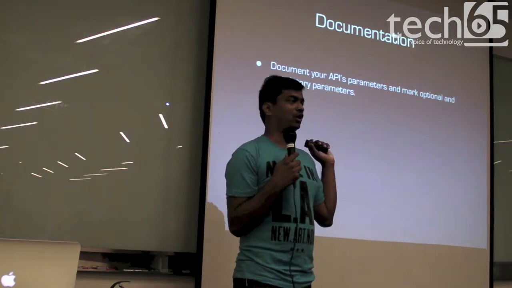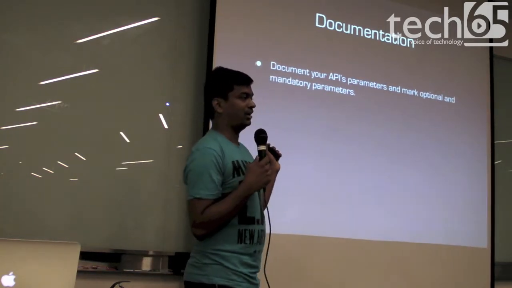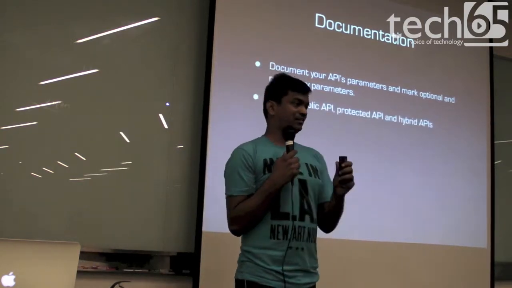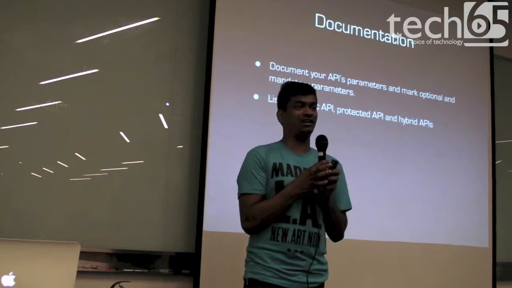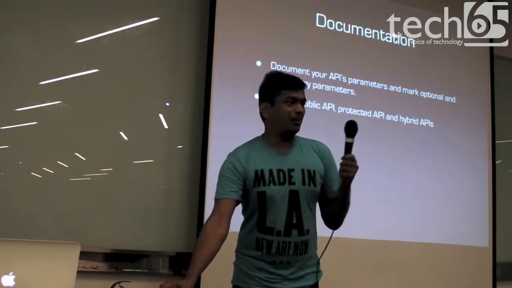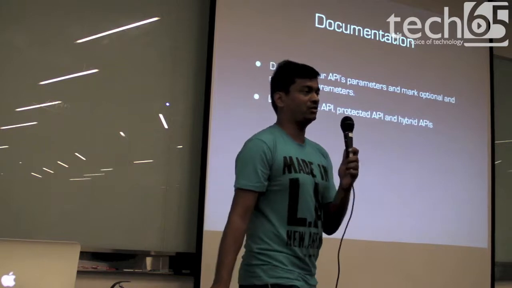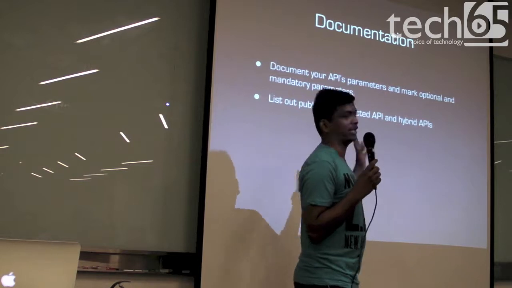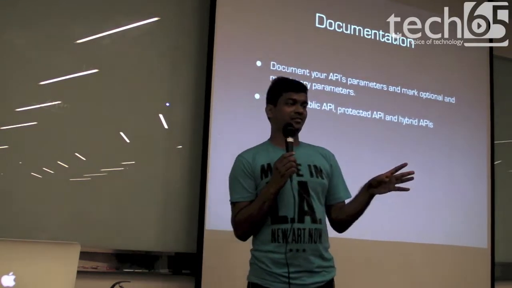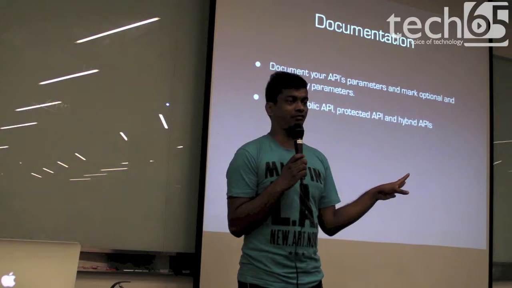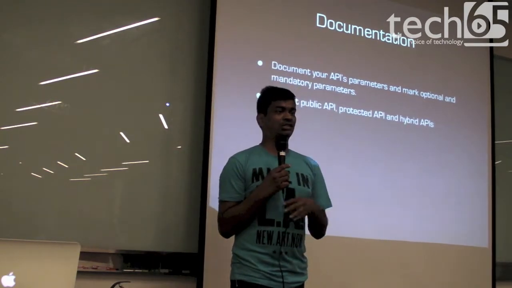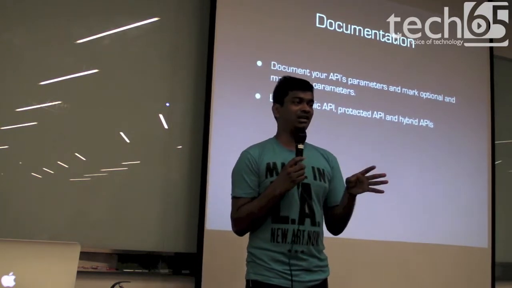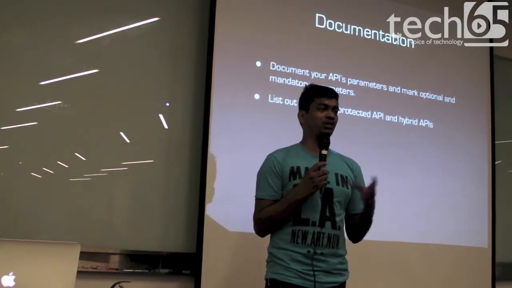Second step is to document your URL routes and mark mandatory and optional parameters. List public, protected, and hybrid APIs. Okay, what is a hybrid API? Public, you know that you don't need authentication, or you don't need to pass an HTTP auth header, to get information from a public API. Right? Protected is an API that prevents you from accessing any kind of information until you pass a valid auth parameter. If your authorization header is invalid, it says a 401 unauthorized error.